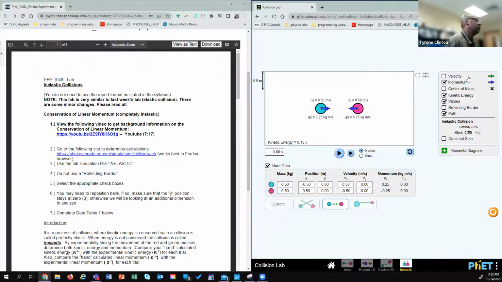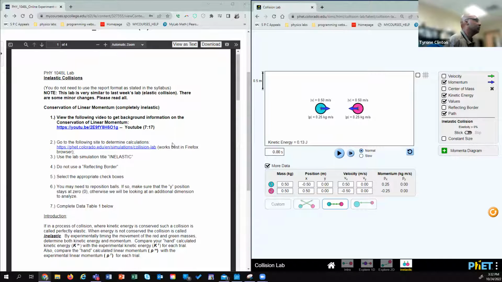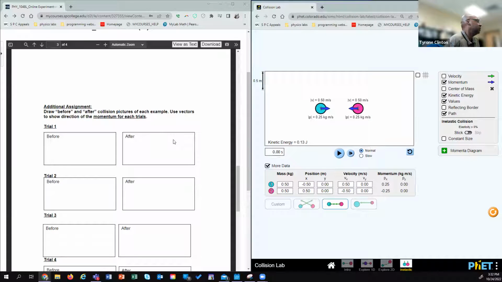In terms of the appropriate boxes, I would say to check the velocity vector, because in the drawings, I'm going to ask you to draw the direction of the momentum vector. Probably keep the momentum vector checked. Center of mass isn't really all that important. Kinetic energy, I would keep that value up there because you definitely want to see what's going on before and after. You're going to want to calculate it too. And then you might want to keep the values up there just to keep you straight.